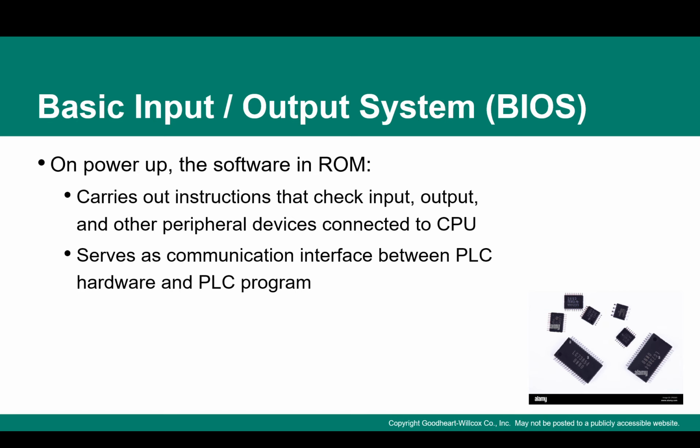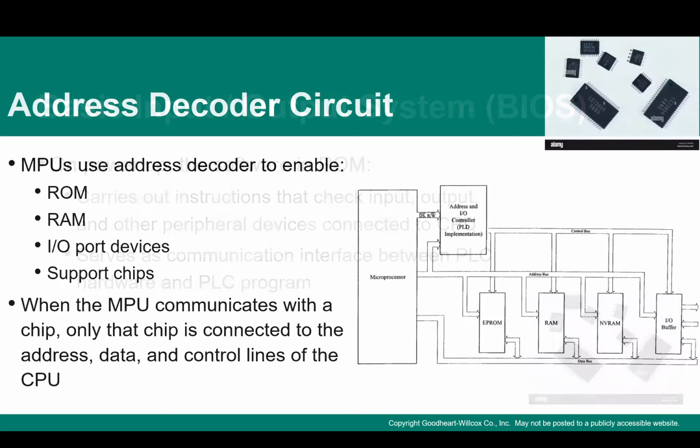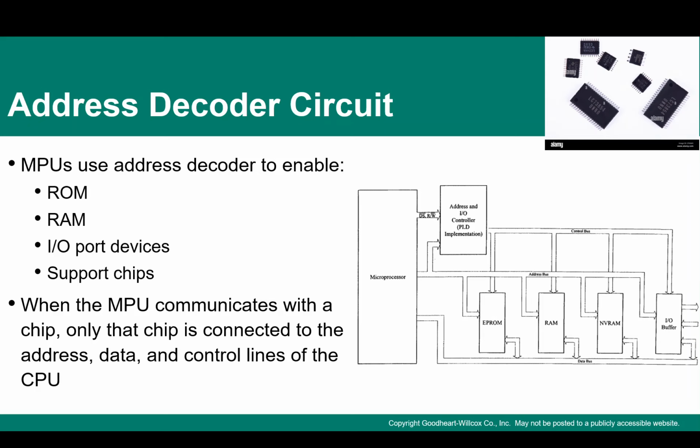So as you can see here, on power up, the software in ROM carries out instructions that check input, output, and other peripheral devices connected to the CPU, and serves as a communication interface between PLC hardware and PLC program. Let's carry on. So the address decoder unit, in simple words, is basically whatever block you want to send your package to, the decoding circuit makes sure that only that block is selected. That's what it all means here.